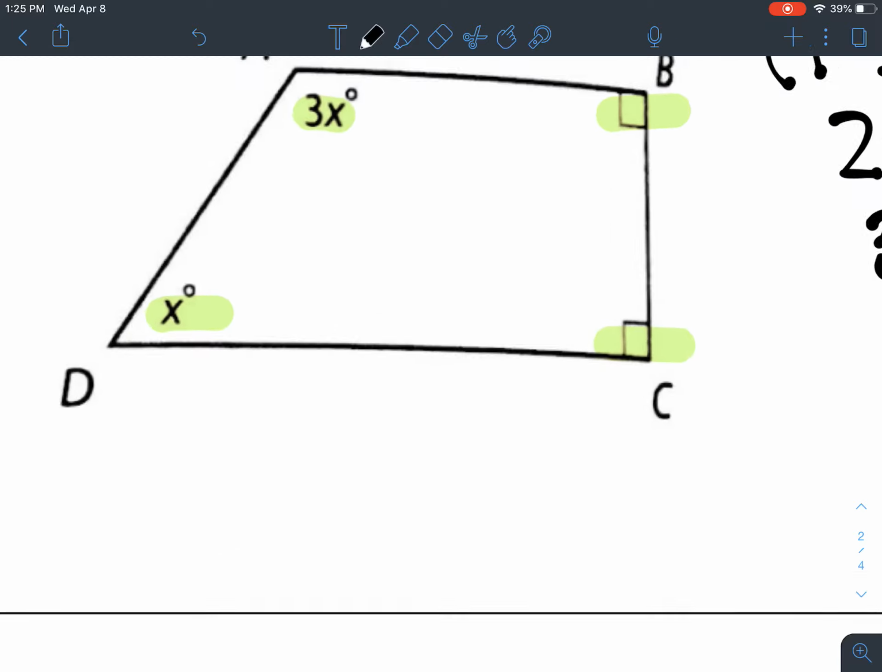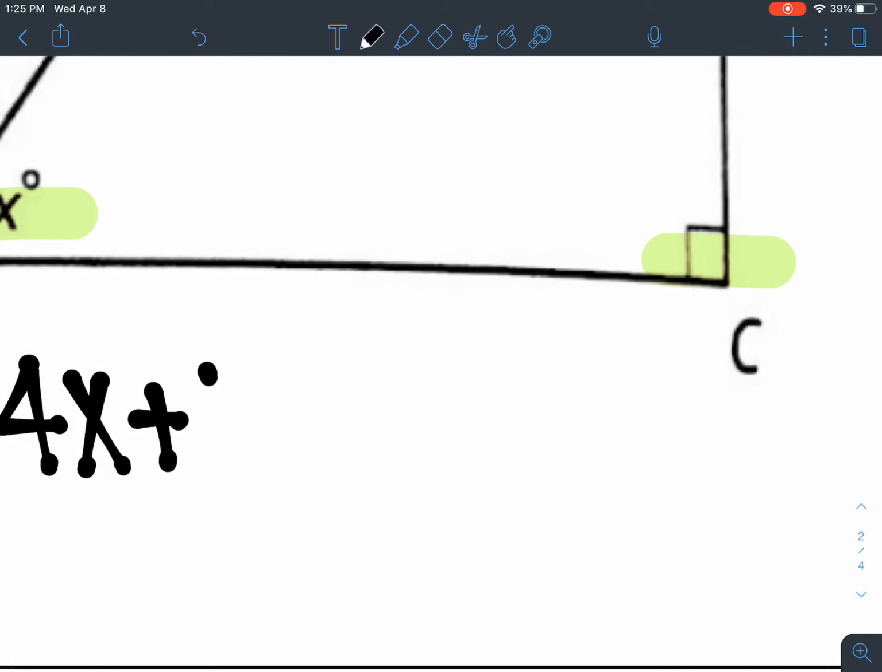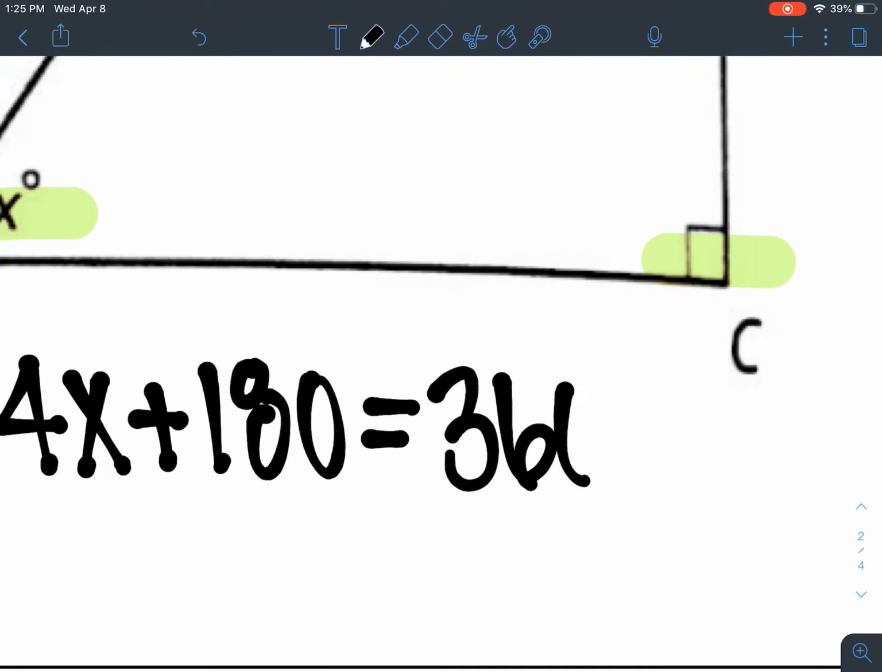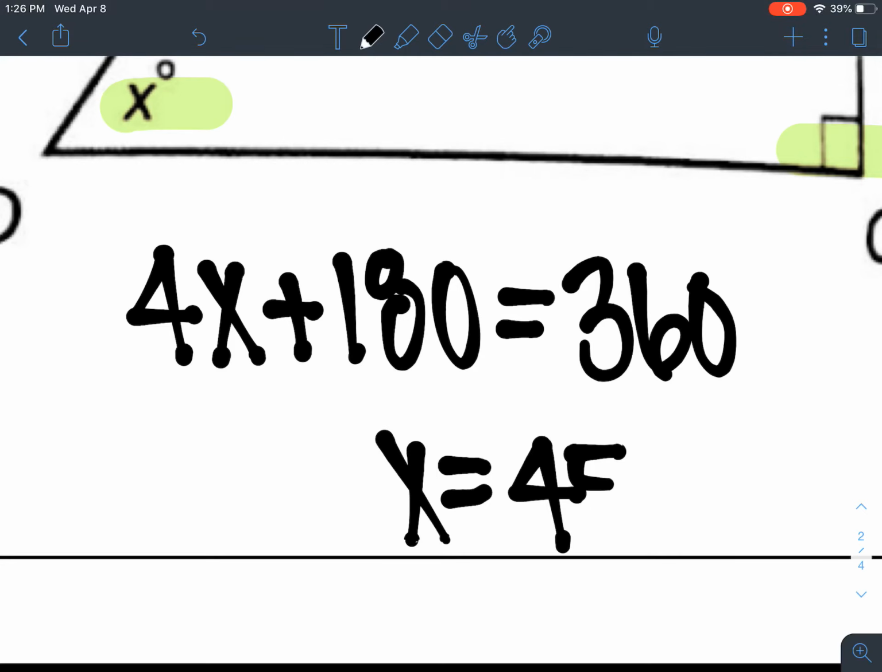So let's add 3x plus x, which gives us 4x, plus 90 plus 90 obviously equals 180. And now we're going to set that equal to 360. Solving, you'd subtract out that 180, you'd divide out the 4, and you'd get x is equal to 45 degrees.